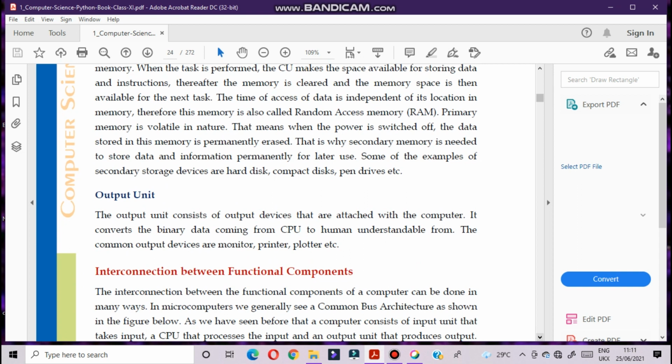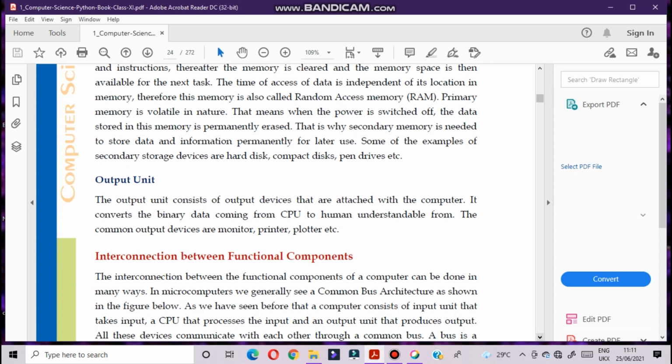Output unit. The output unit consists of output devices, which I have already explained, that are attached with the computer. It converts the binary data coming from the CPU to human understandable form. The common output devices are monitor, printer, plotter.